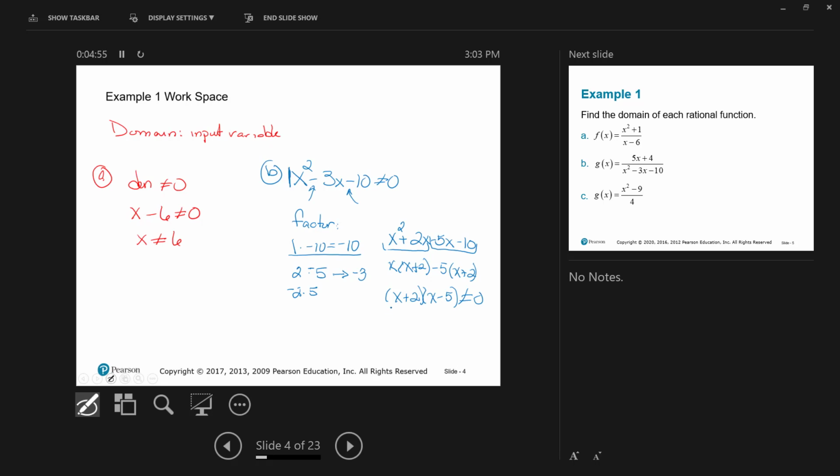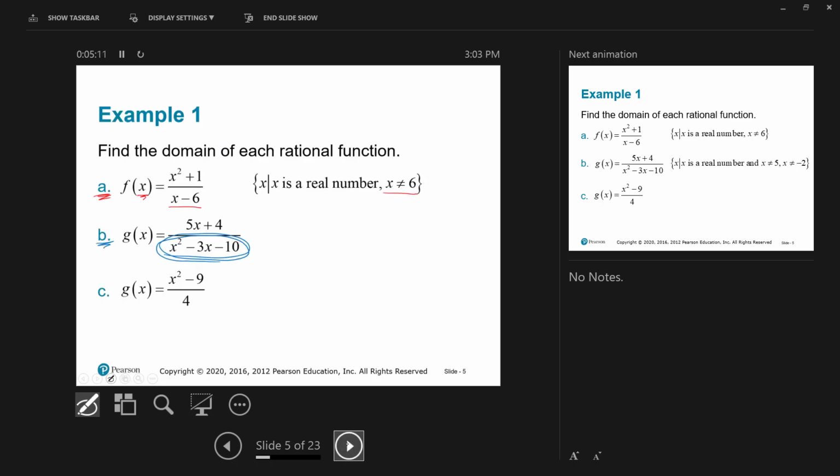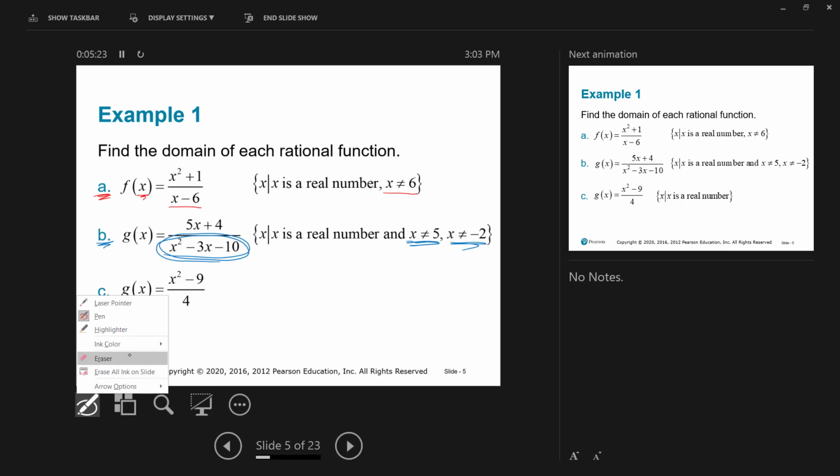Solving this gives me x plus 2 not equal to 0, which means x cannot be equal to negative 2, and x minus 5 can't be equal to 0, which means x cannot equal 5. And there it is. x cannot be equal to 5, and x cannot be equal to negative 2, just like we found.